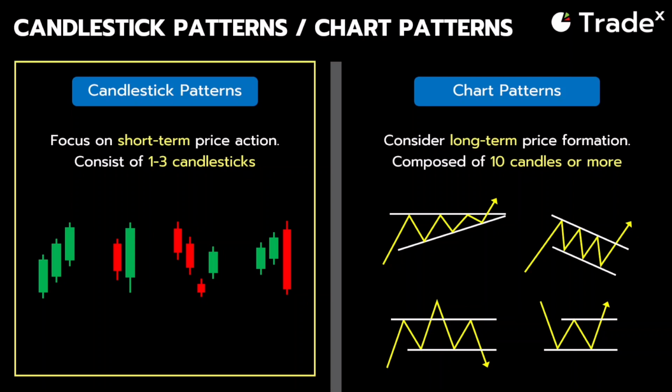For today's episode, we'll concentrate on candlestick patterns. Understanding these will enhance your ability to interpret short-term market behavior and make informed trading decisions. Let's dive in.